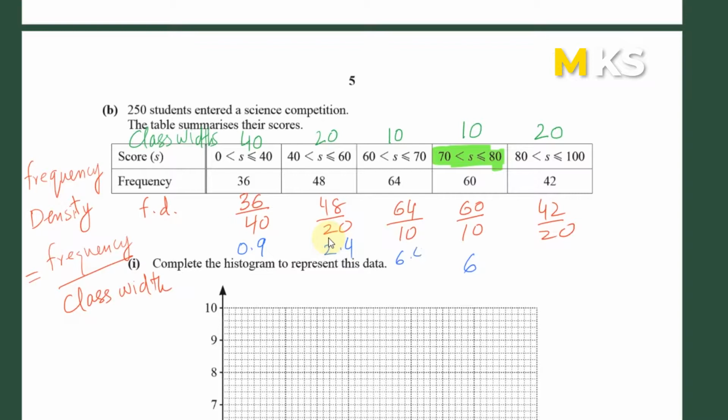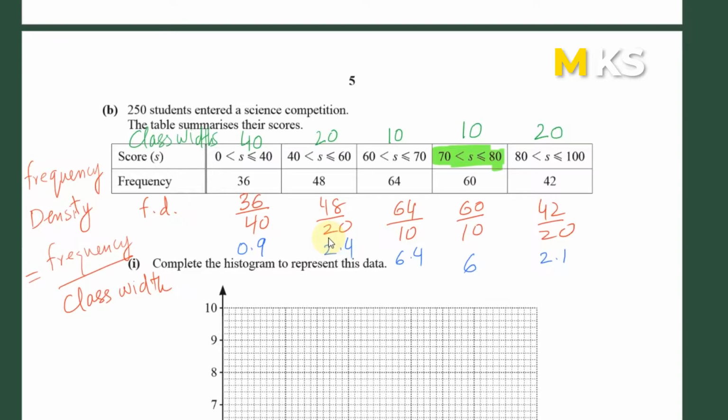6.4. 2.1, because 42 divided by 2 is 21. Divided by 10 is 2.1. We can do it mentally, but since this is paper 2, you can use calculators. The heights will be the frequency densities.